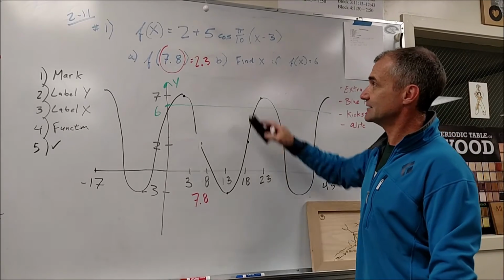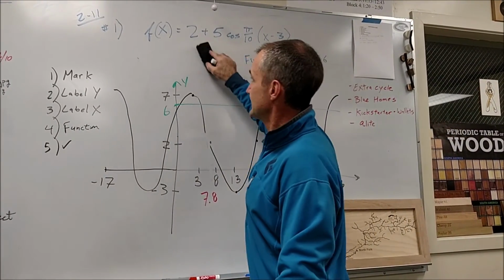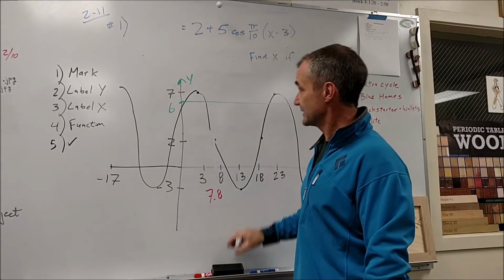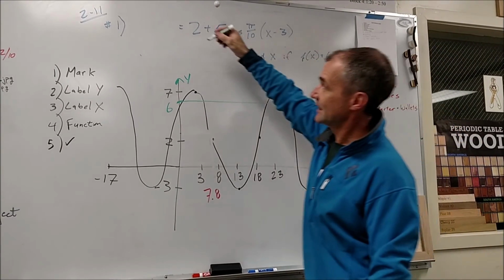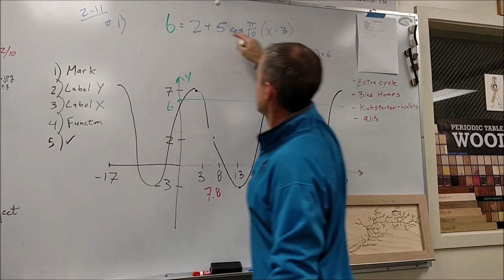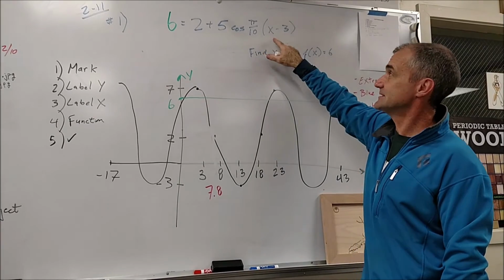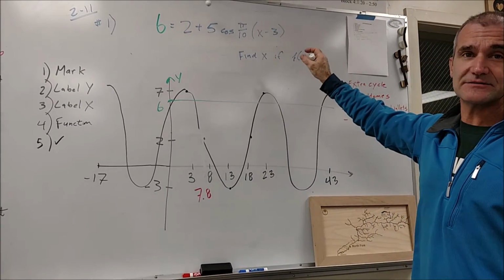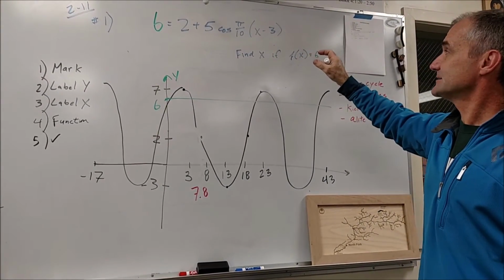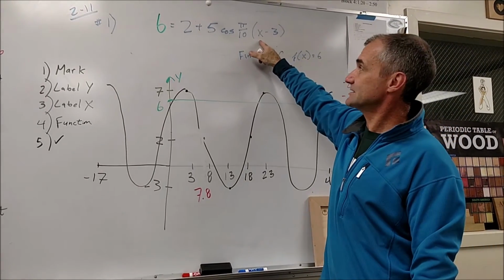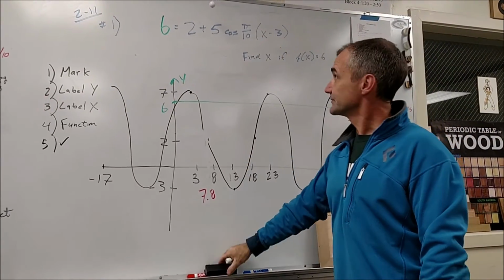So what I'm doing now, let me erase this. What I'm doing now is I'm saying y is 6. I replace y with 6, and I solve for x. This is different. I'm not just plugging in and evaluating. I'm actually solving for x, so I have to isolate it. Okay?